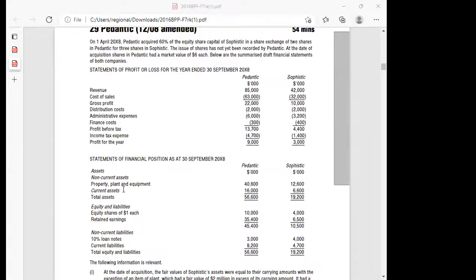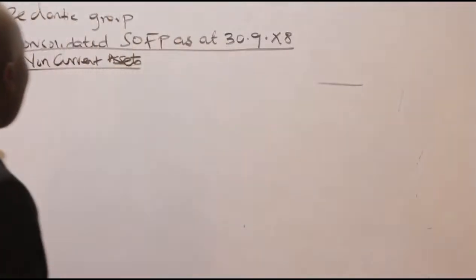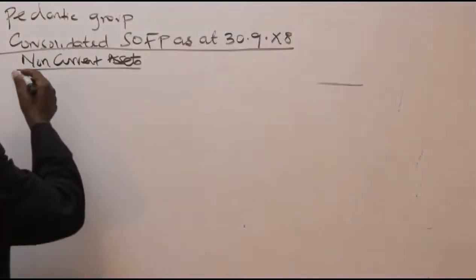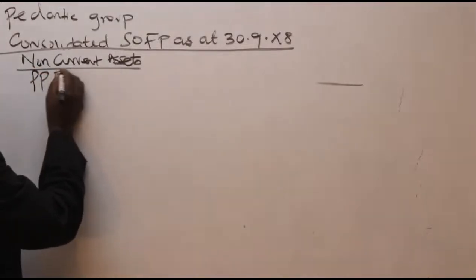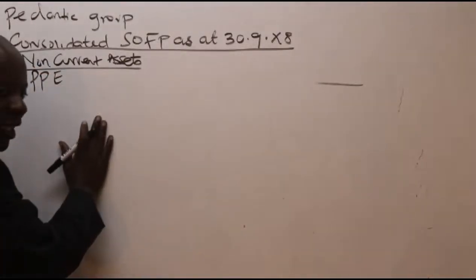Like now we have non-current assets, we have property, plant, and equipment. So non-current assets, unakuja hapa unasema ziko aina tatu, sana sana zinakuanga aina tatu. Unasema hapa, ya kwanza kabisa ni property, plant, and equipment. I'll need a consolidation procedure for that.